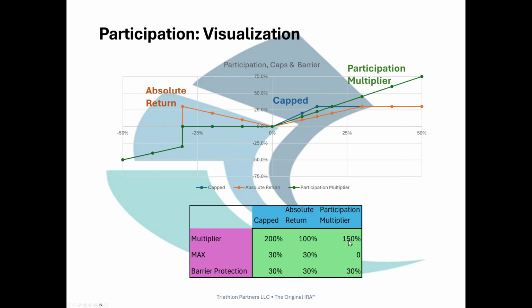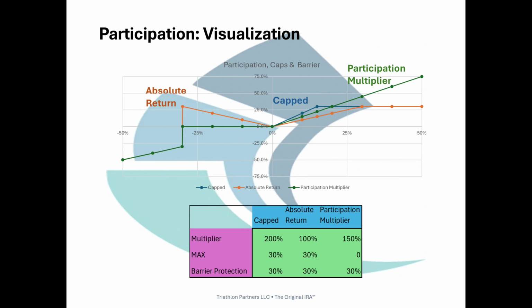As opposed to 100% for if you were long the underlying index, right? Then we can go to the absolute return, whose participation multiplier is just 100%, but it's absolute, meaning that you'll get positive returns if the underlying index is negative. Now, it is subject to that barrier. So once we hit that barrier, the gains all disappear and you start losing money, but you can see you get gains on both sides that are equivalent.